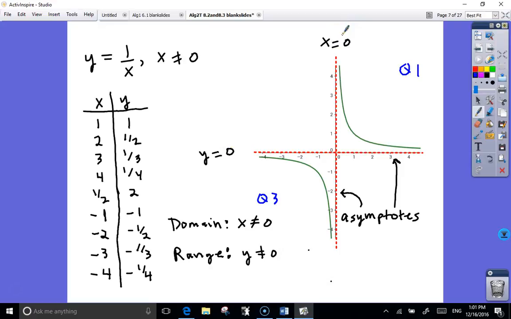The domain: these graphs go infinitely close to those 2 lines, so the domain is x does not equal 0. The only value of x which is not included is that one number. All the other values of x are fine. And same thing for the range. Y does not equal 0, but it has every other value. So that's what you want to look at and say, okay, that's the parent function. That's what the parent function of an inverse variation looks like.